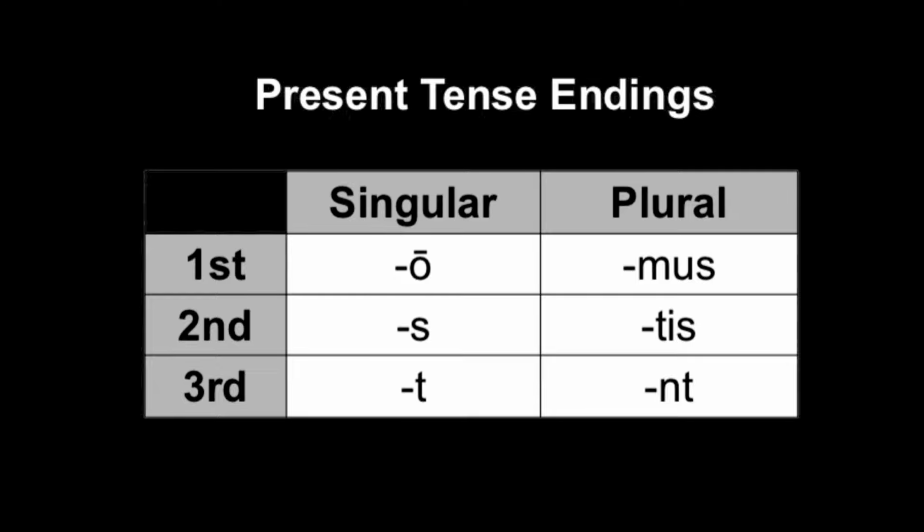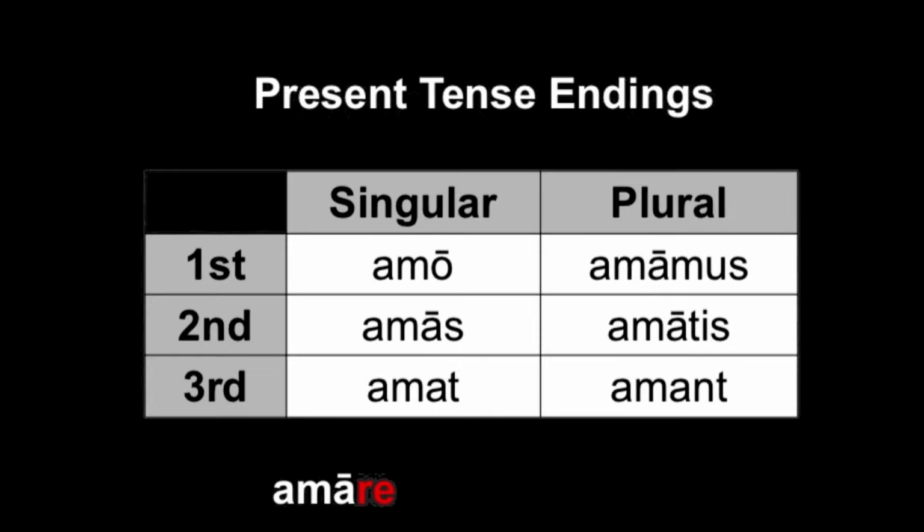When we do that with a verb, we follow a simple process. We take the infinitive form of a verb, like amare. That's the form that ends in the letters re. And then we chop off the re and we add our endings. So we add o, s, t, mus, tis, unt to ama.